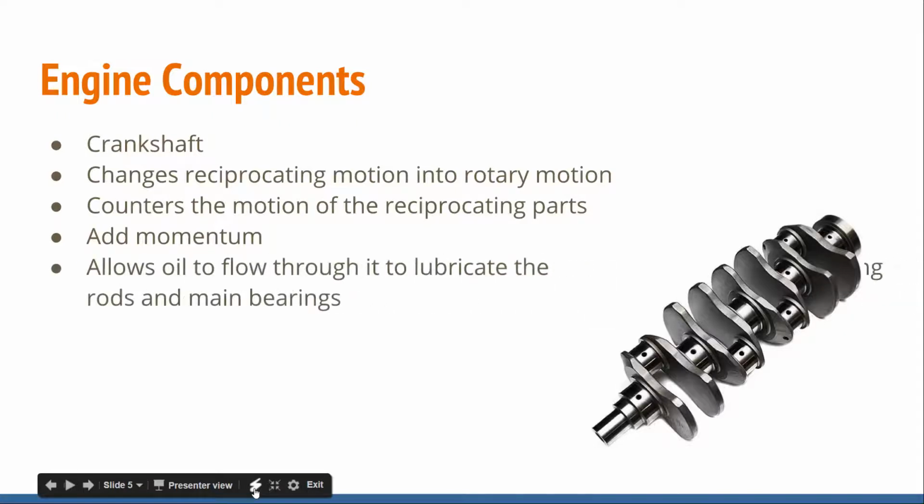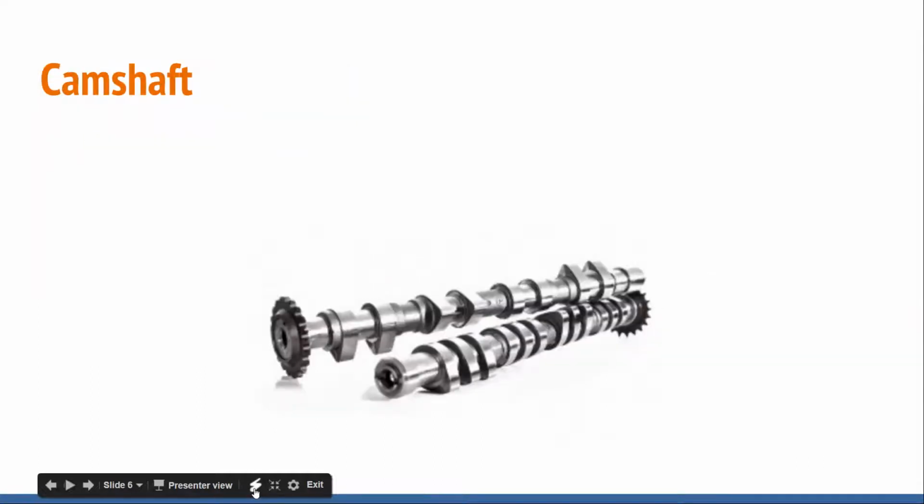One other thing it does is it allows oil to flow through it. You see all those little holes in the crankshaft? Those are oil holes. So it allows oil to flow through it to lubricate the rod and main bearings. You can see all those little holes lubricate a bearing. So the whole inside of that crankshaft is hollow, and the oil travels through the entire thing. So that's kind of neat.